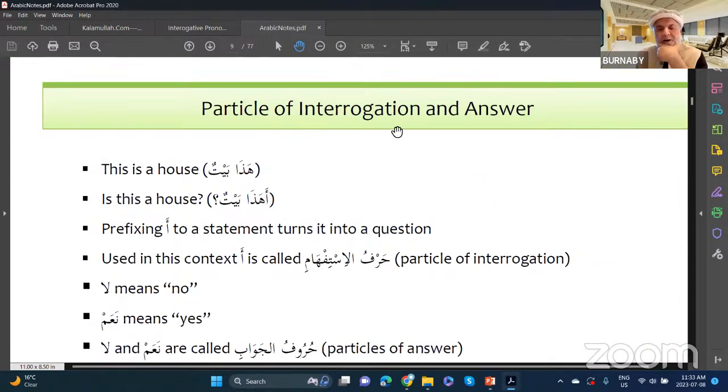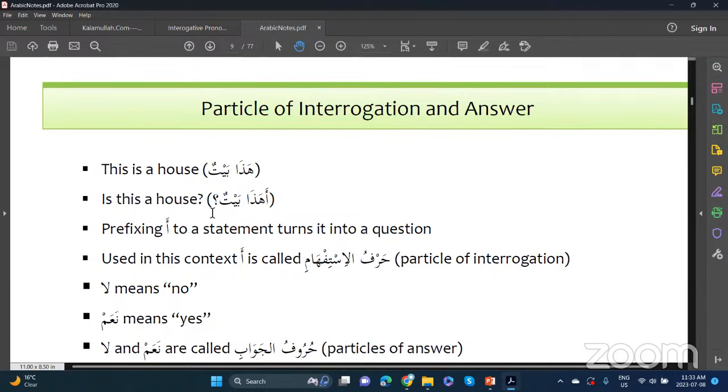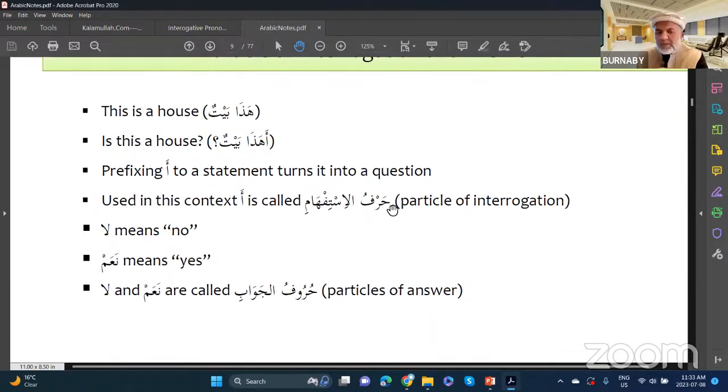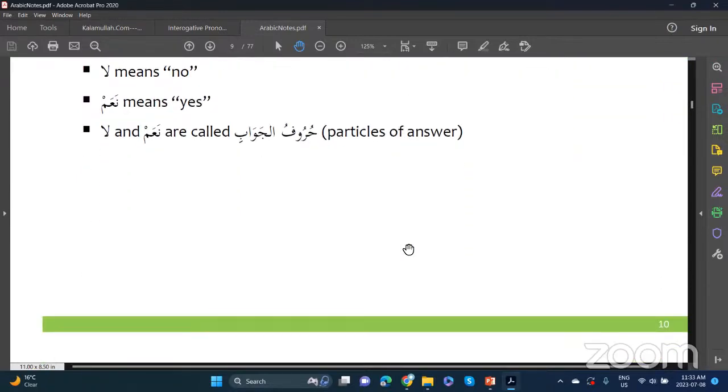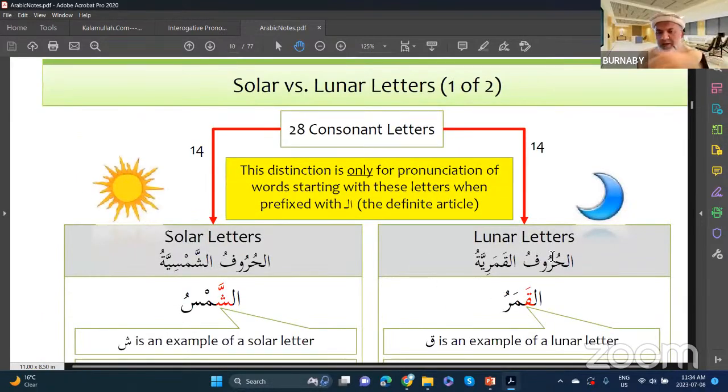Now, the particle of interrogation and answer. Haza baytun, this is a house. Ahaza baytun, is this a house? We just learned it, right? And then we said there are haruf istafham, which simply need a yes or no answer. And then we have also other ones. It didn't give you the detail here, but I just gave you the detail, right? The other ones, man, kaifa, mata, aina, limaza, lima, all those words we just looked at.